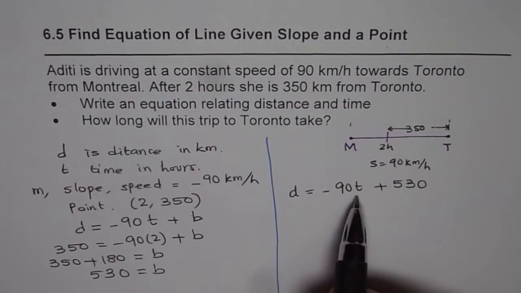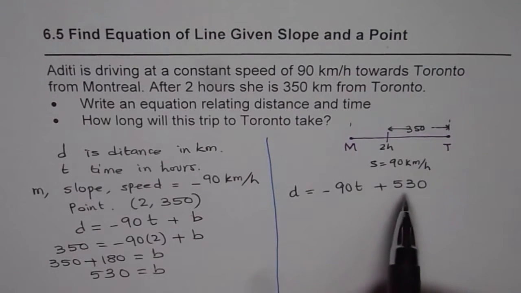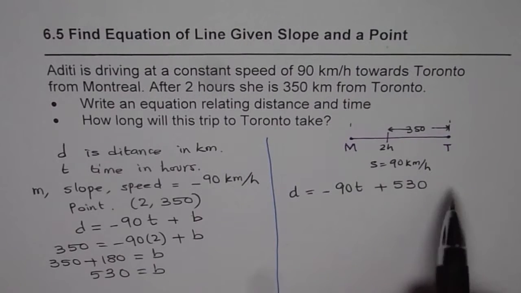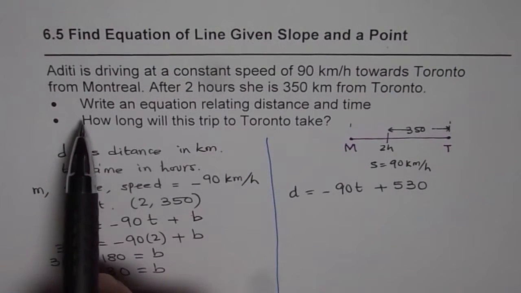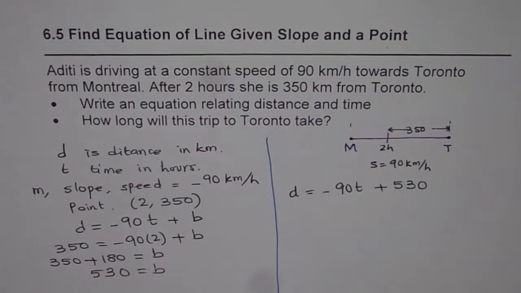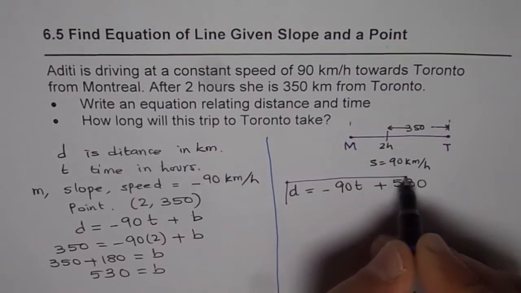It really means if t is 0, when Aditi started from Montreal, the distance was 530 kilometers. You get the point? The first part is to write an equation relating distance and time. So that is the relation relating distance and time, which we have.